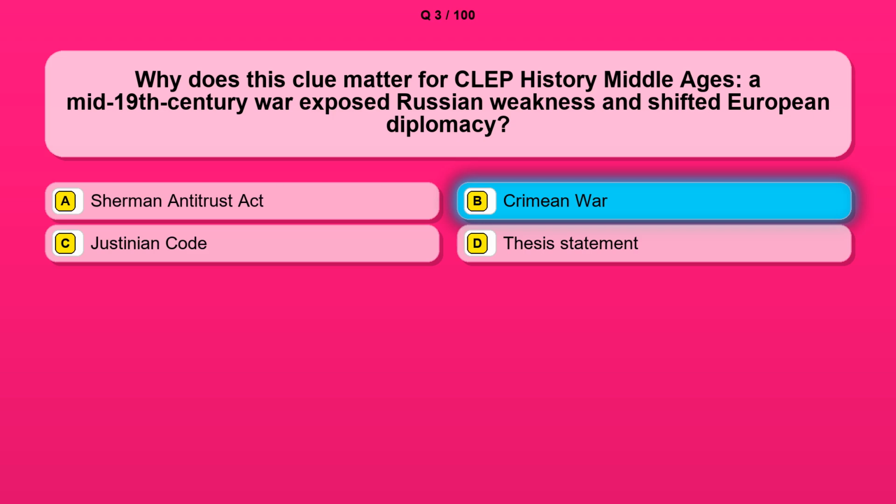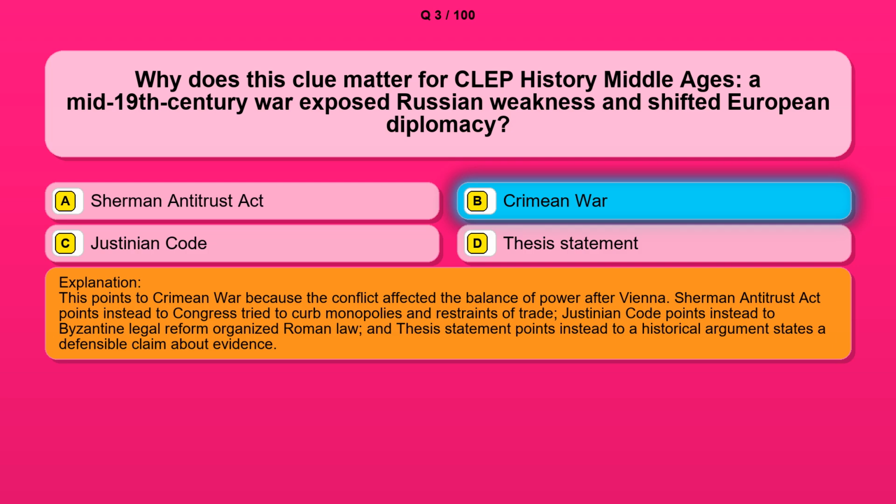Crimean War. This points to Crimean War because the conflict affected the balance of power after Vienna. Sherman Antitrust Act points instead to Congress tried to curb monopolies and restraints of trade. Justinian Code points instead to Byzantine legal reform organized Roman law, and Thesis Statement points instead to a historical argument states a defensible claim about evidence.